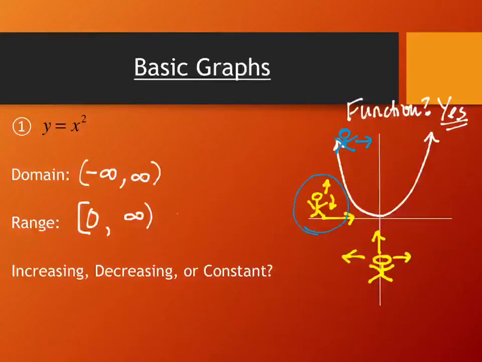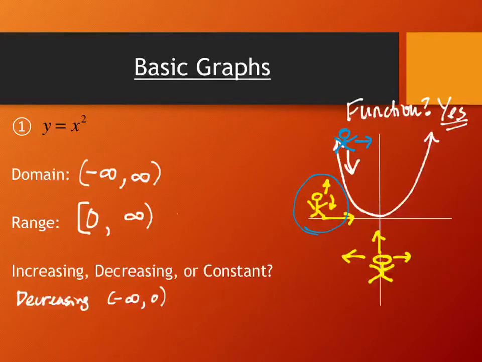He's going down. He's sliding down the curve, right? That's a decreasing part of our curve. And how long is he? Well, he starts decreasing on the far left, represented by negative infinity. When does he stop decreasing? Yeah, when he gets to 0.